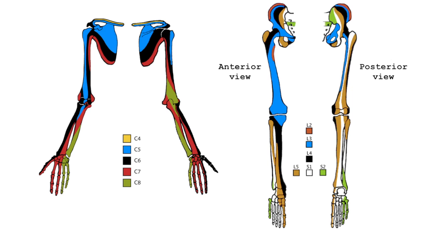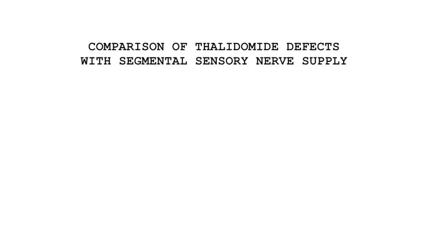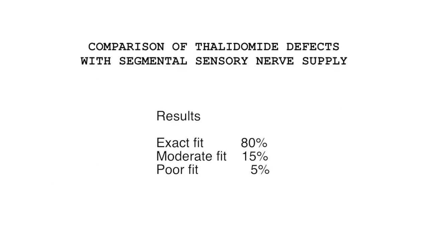I took these sclerotome maps to Göttingen in Germany, where Professor Hans Willert and I re-examined his large collection of X-rays of over 200 German thalidomide children to see whether or not the maps of segmental sensory nerve supply could explain the pattern of thalidomide malformations. Compared with the sclerotome maps, the limb defects coincided exactly in 80%, fairly well in 15%, and poorly in 5%.